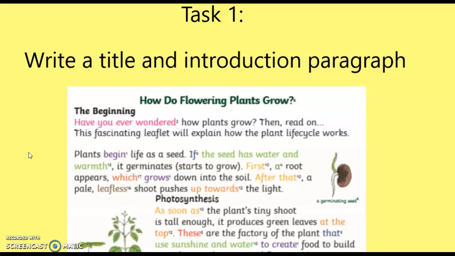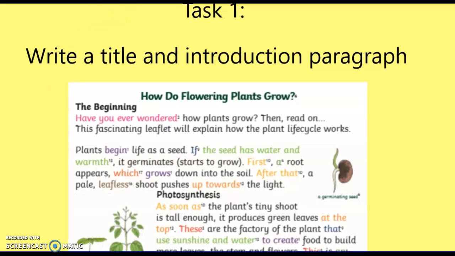Okay, so in these first few sentences there, we've explained that the text is going to tell us all about how plants grow. Okay, it's introduced already some key words from the text. So we just go through with a highlighter and see what types of words make this successful. So it starts with, have you ever wondered how plants grow? So that's a sentence starter there, and we've given a question to the reader. Okay, then, so words like then, first and after that are all time connectives.